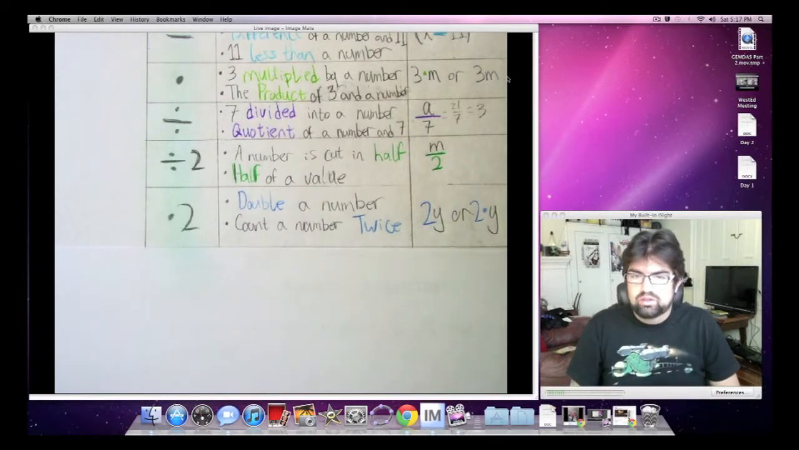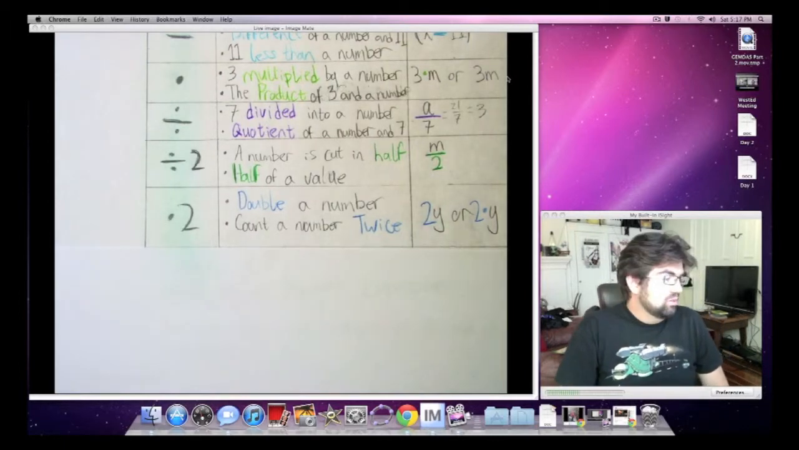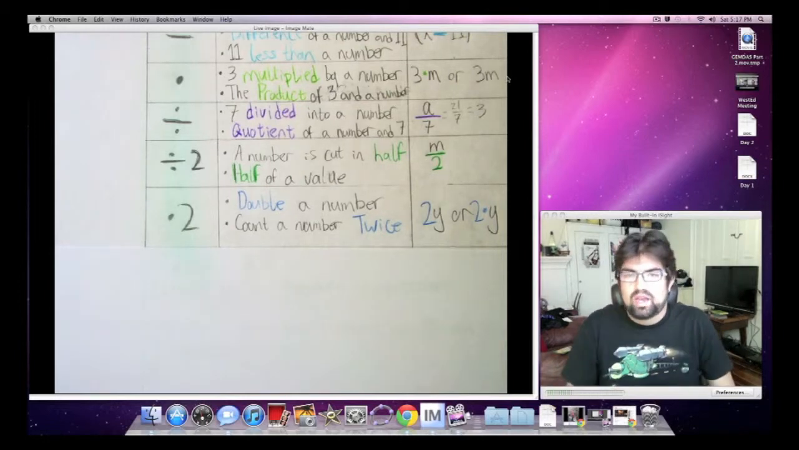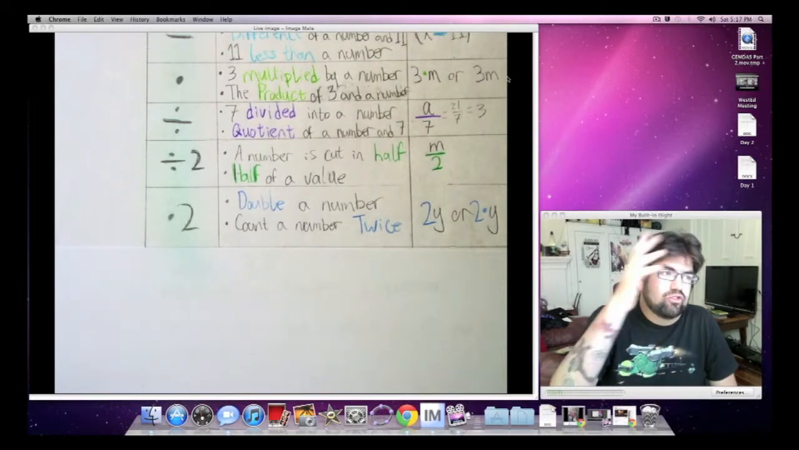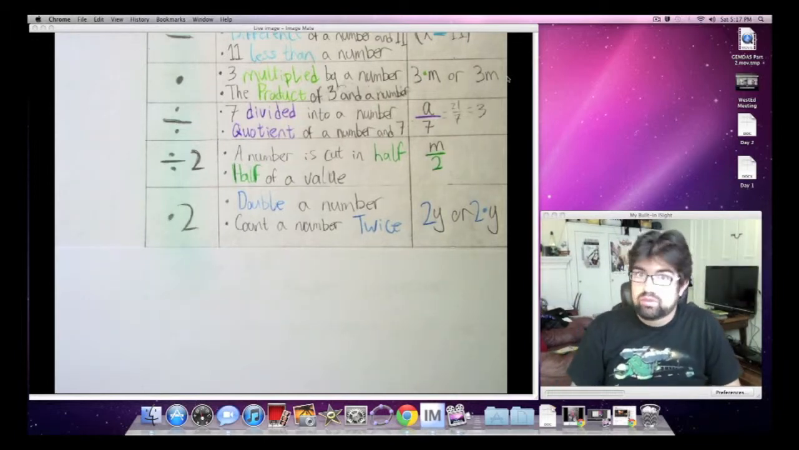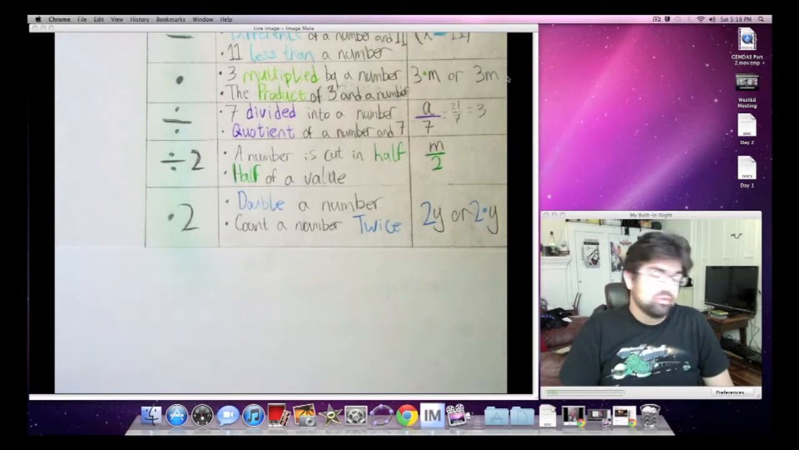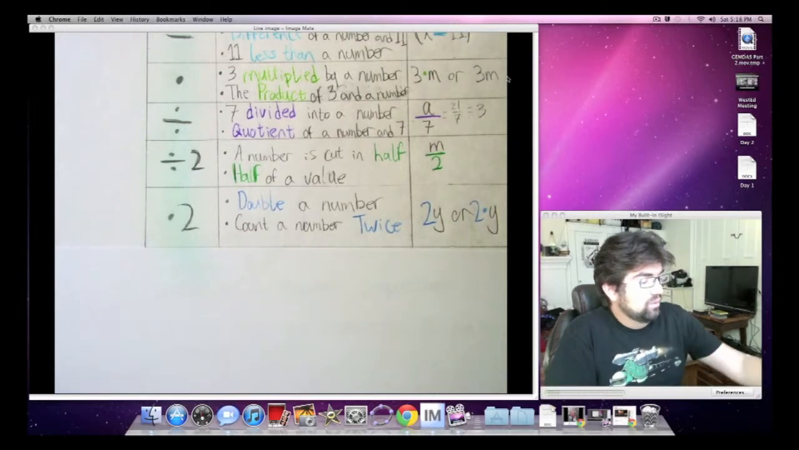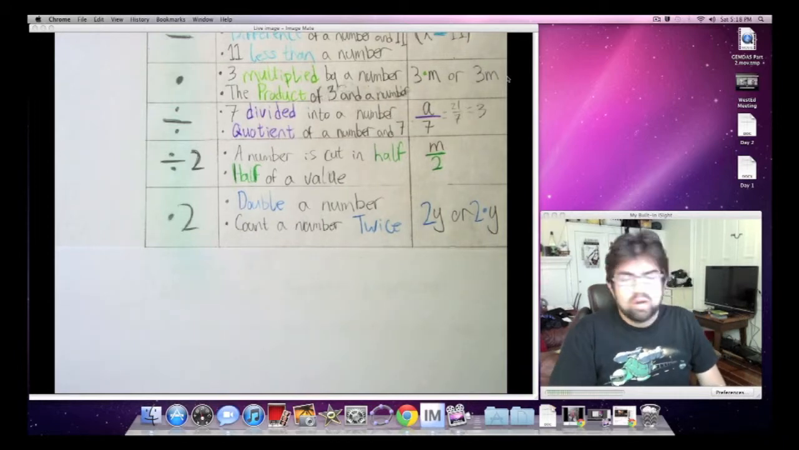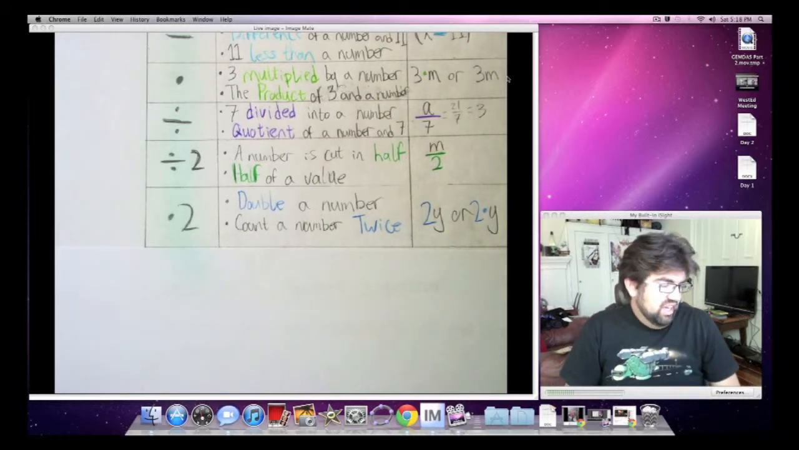If I double a number, that's the same as timesing by 2. If I count a number twice, like I went in the store twice to get 5 bags of groceries, that's 2 times 5, or 2 times the number. So 2 times a number is basically double, and twice are pretty key.